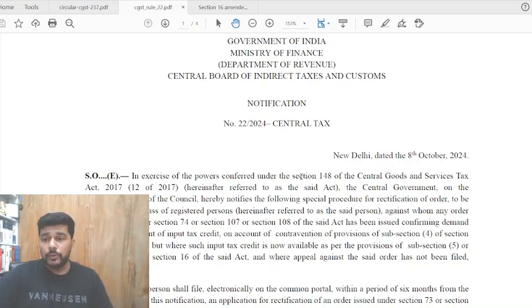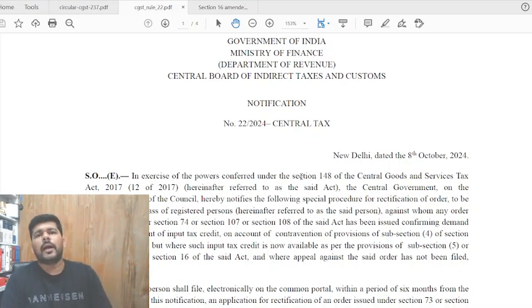At the same time, I would also say that in a couple of appeal cases, we have got a relief wherein the respected commissioner, the commissioner appeals, they have taken the cognizance of this introduction of section and very well dropped the proceedings under 16(4) which had been initiated for the similar reasons.